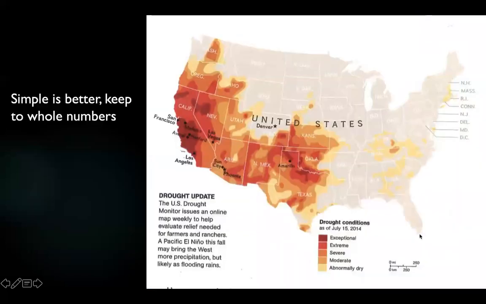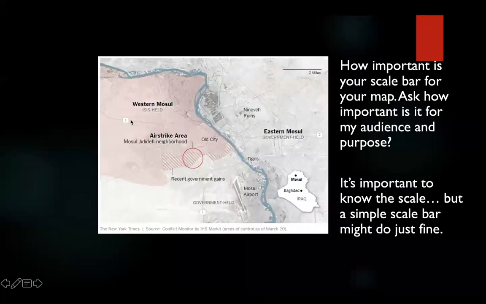But most of the time, you're making maps more like this thematic map, where you don't really need to give a detailed scale. You just need to give an indication that there is a scale, that your data is to scale, and give an idea of what that scale is. Simple is better. Keep to whole numbers. In this map, the scale bar is just a simple line with some basic text. Line, 2 miles.